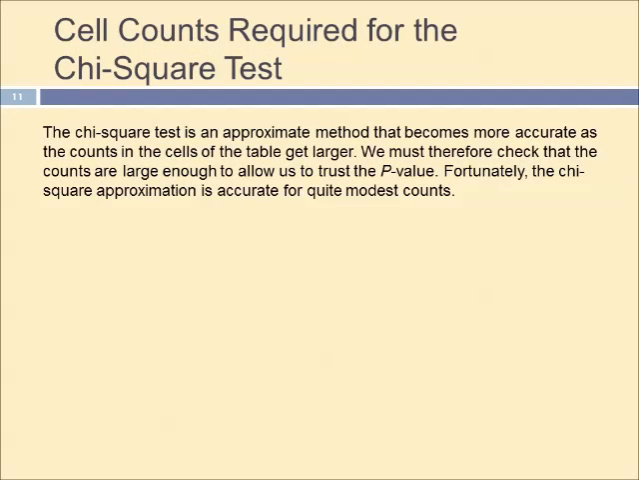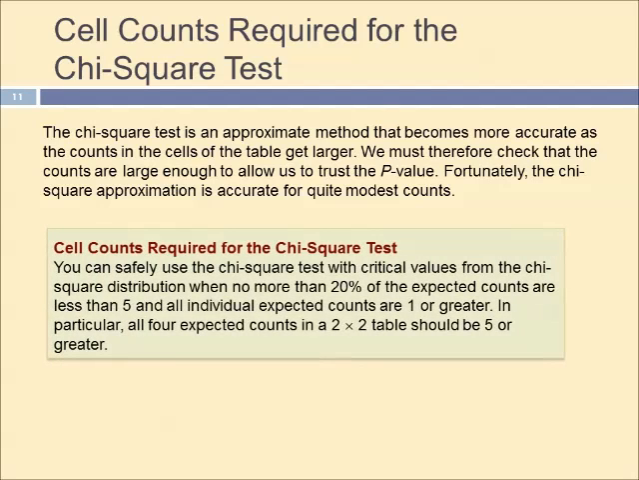The chi-square test is an approximate method that becomes more accurate as the counts in the cells of the table get larger. We must therefore check that the counts are large enough to allow us to trust the p-value. Fortunately, the chi-square approximation is accurate for quite modest counts. So the conditions, the requirements here: we can safely use the chi-square test with critical values from the chi-square distribution when no more than 20% of the expected counts are less than 5, and all individual expected counts are one or more.